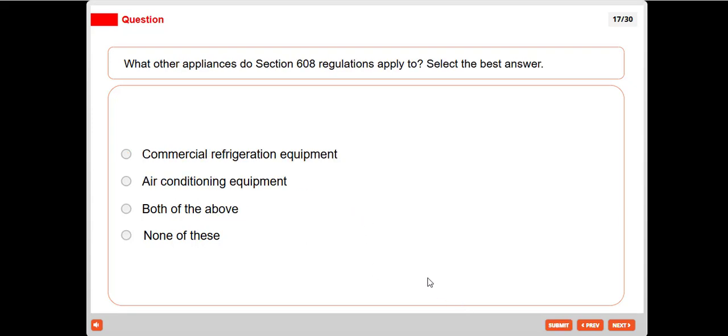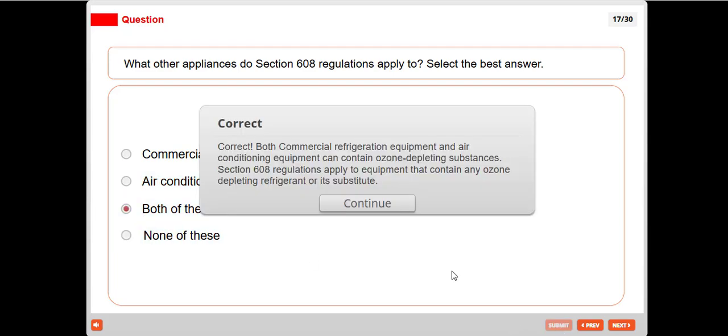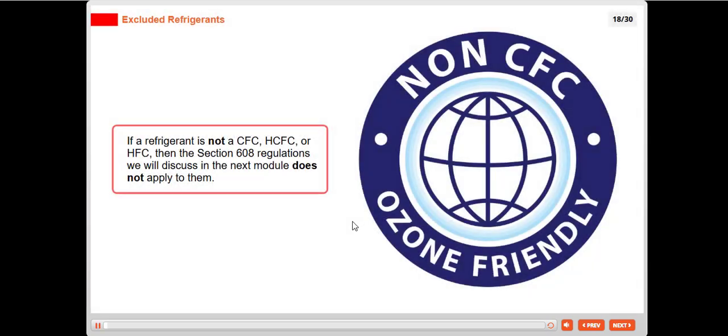What other appliances do Section 608 regulations apply to? Select the best answer. Commercial refrigeration equipment, air conditioning equipment. Both. If a refrigerant is not a CFC, HCFC, or HFC, then the Section 608 regulations we will discuss in the next module do not apply to it.